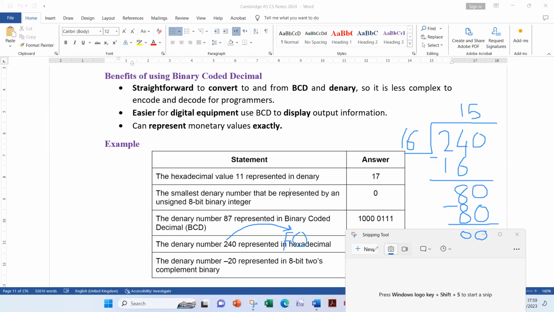So now when you get a number in denary and you like to convert it into hexa, you divide by 16 and find the remainder. So 240 goes into 16 15 times with a remainder 0. So the 15 goes into here as F. And the remainder goes into here, 0 is 0. So 240 is F0 in hexa.